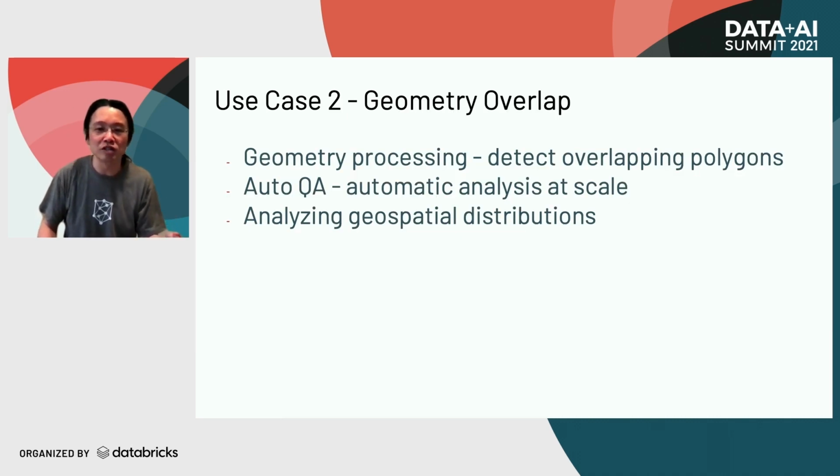Another interesting use case, an important use case we have, is computing geometry overlap. So what we do is take a high number of geometries we have, and then we want to process all of them and detect overlapping polygons. It's a very similar sort of problem: how do we do these analyses at scale? So we import all of these as a form of automatic QA. And also we could be doing ad hoc analysis, doing geospatial distribution analysis.